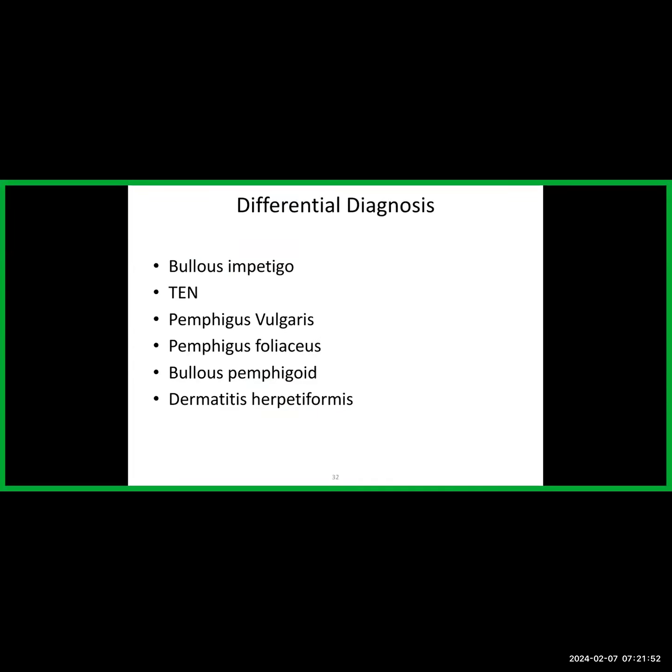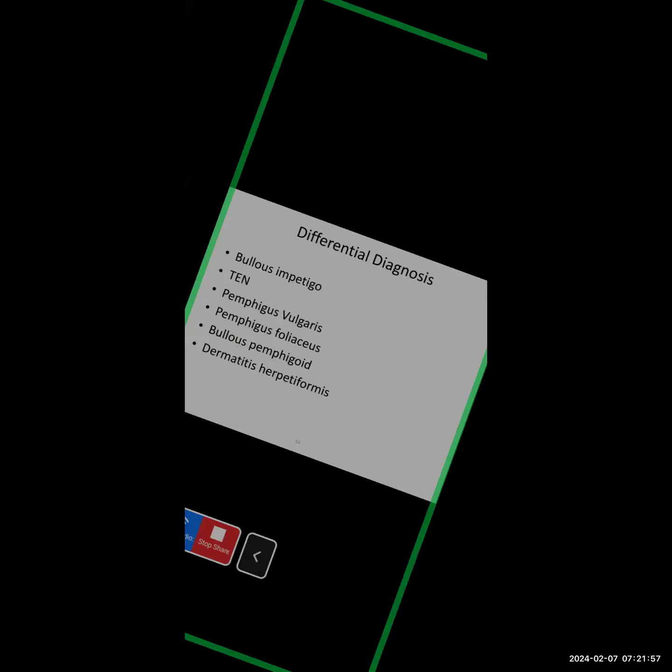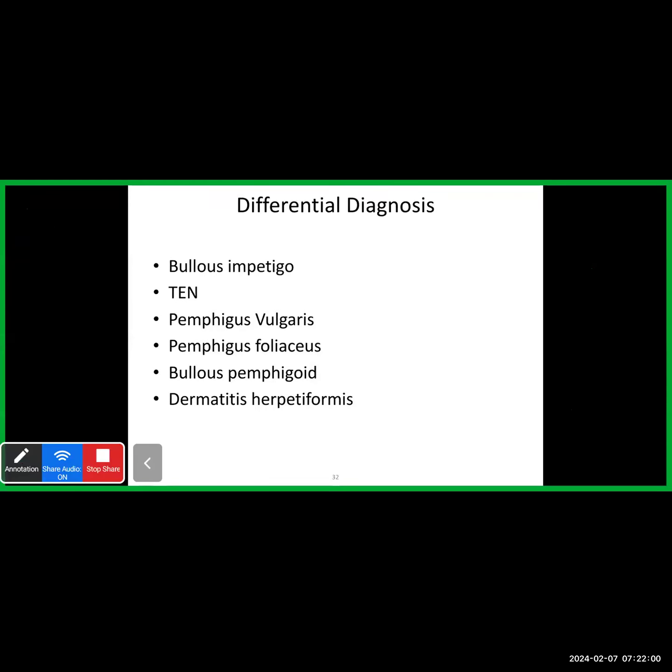The differential diagnosis I mentioned earlier: bullous impetigo, toxic epidermal necrolysis, pemphigus vulgaris, and pemphigus foliaceus, which is actually a rarer variant of pemphigus vulgaris, in which the target antigen is desmoglein 1. Direct immunofluorescence of perilesional skin demonstrates intercellular IgG deposition. Circulating intraepidermal antibodies are also detected in pemphigus foliaceus.